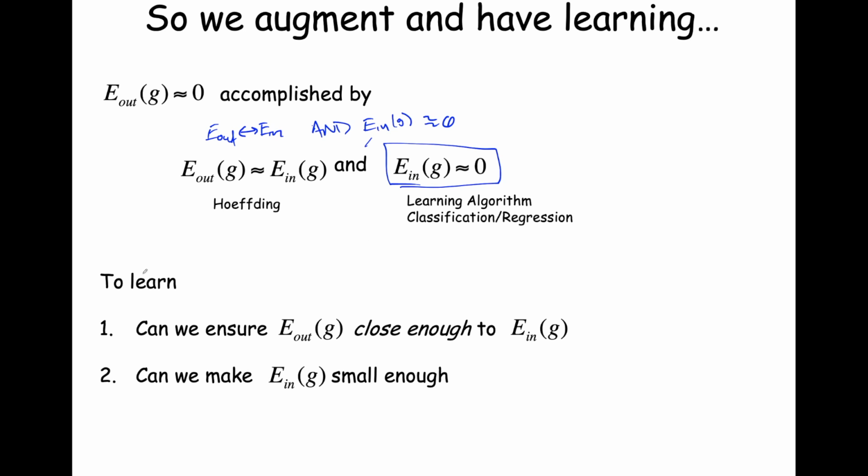So to learn means that we can ensure both that out-of-sample error is close enough to E_in, which is guaranteed by striking that balance prescribed by Hoeffding's inequality in the union bound, and at the same time, we can make E_in for our final best hypothesis small enough. That's what it means to learn. We make in-sample error small, and we make sure that in-sample error is very close, within epsilon, of out-of-sample error. E_out is a theoretical construct. E_in you have control over. So to learn means to satisfy these two criteria.